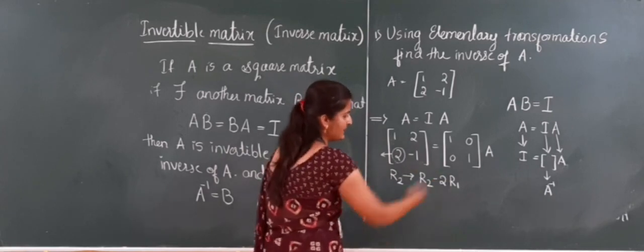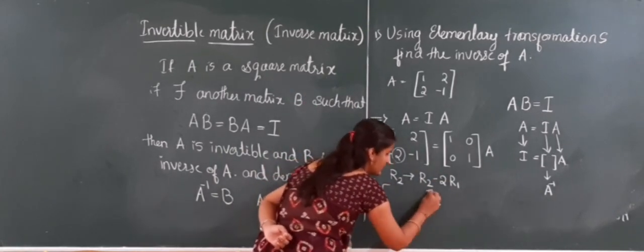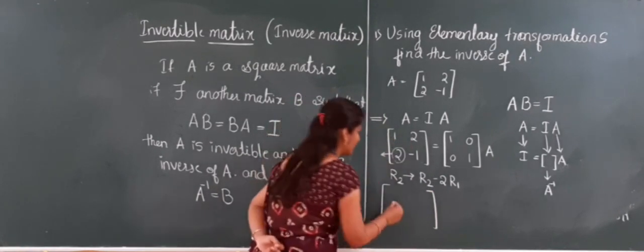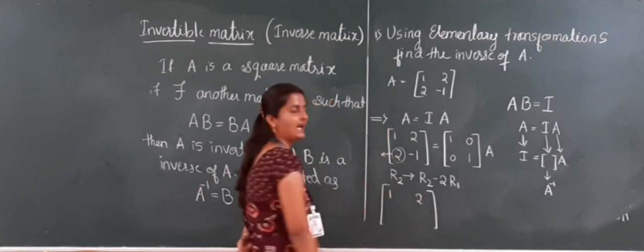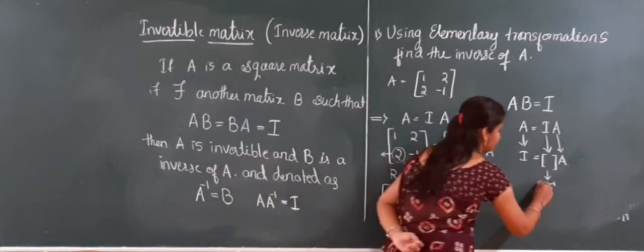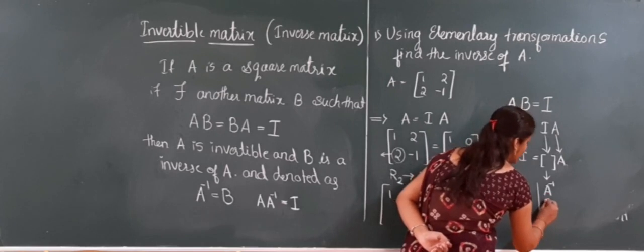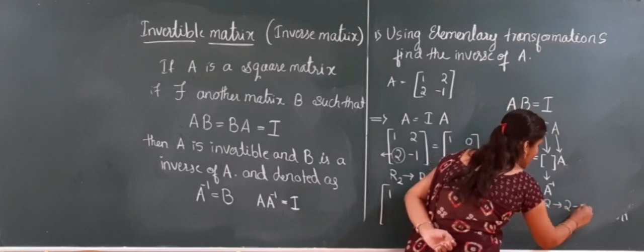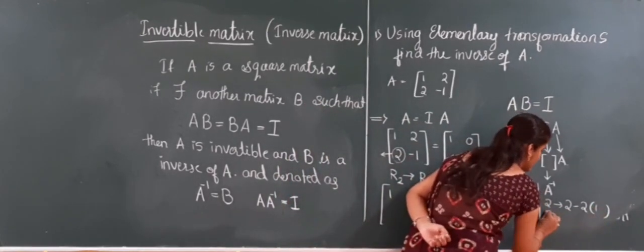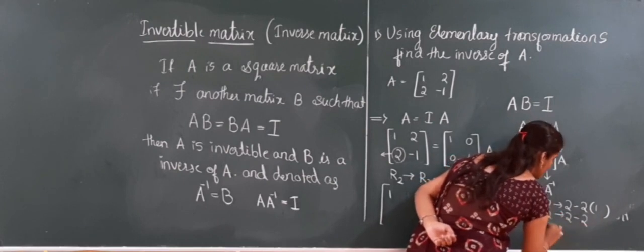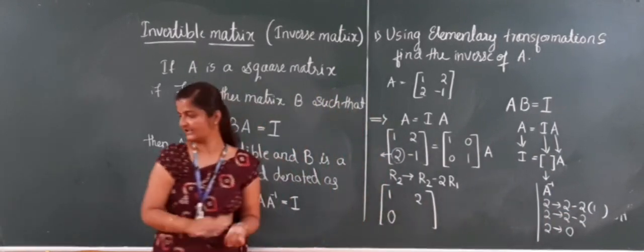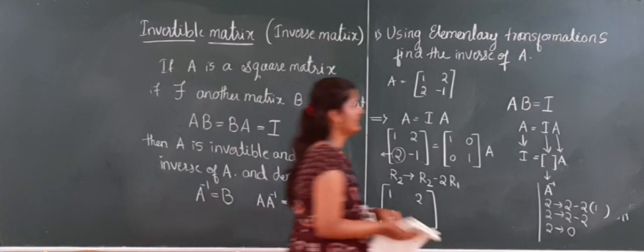After applying this transformation, what will you get? I will write the solution here. First I write R1. Have we changed R1? No, we did not change R1, so R1 remains as it is. What about R2? R2 changes to 2 minus 2 into R1. R1 is 1, so 2 changes to 2 minus 2, so 2 changes to 0. Yes, it is changed to 0.